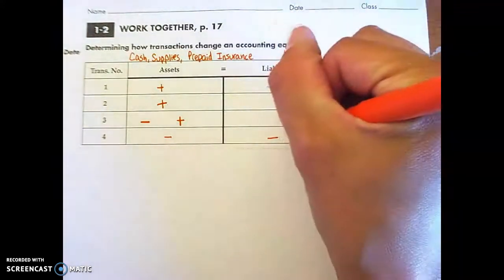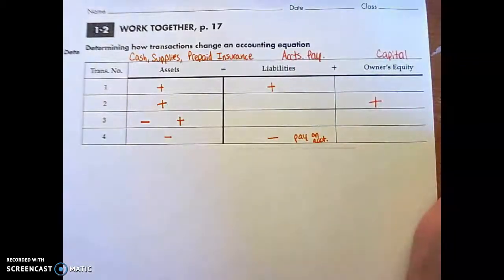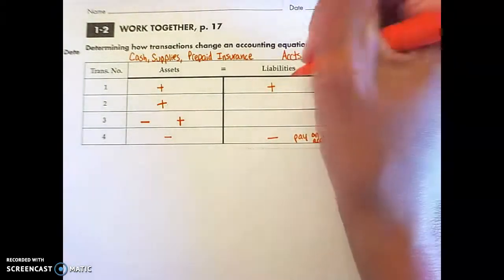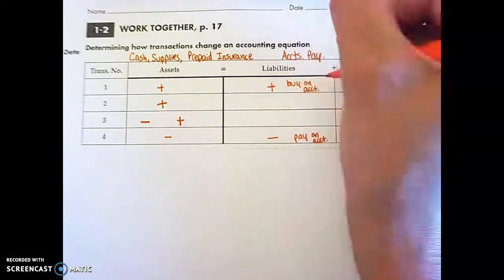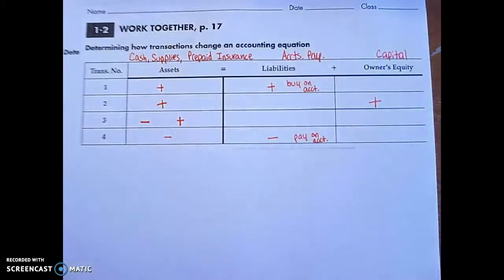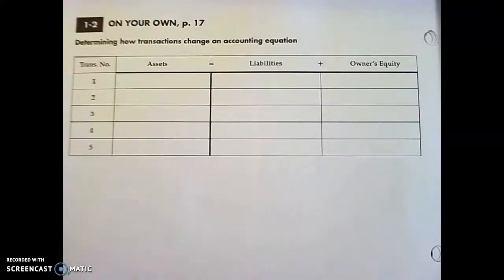So I can write over here, this would be pay on account. I'm going to abbreviate account ACCT. And then our plus up here, this would be if we buy on account. You'll see in accounting I'll make a lot of notes, and it would be helpful if you made those notes as well. The 1-2 on your own is on page 10 in the workbook and page 17 in your textbook. Same instructions and directions that we had from the work together, so I'm going to jump right into it.